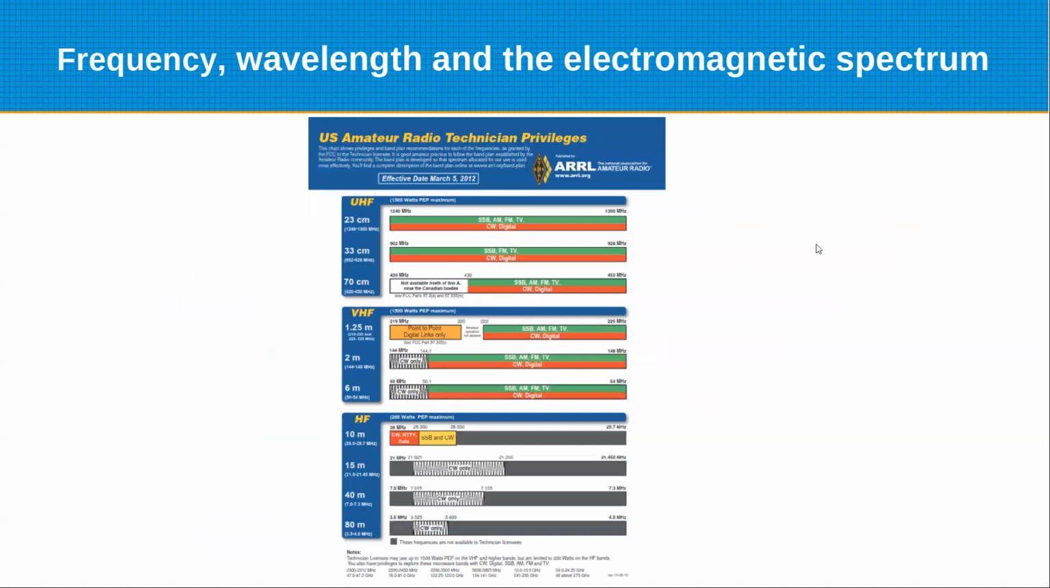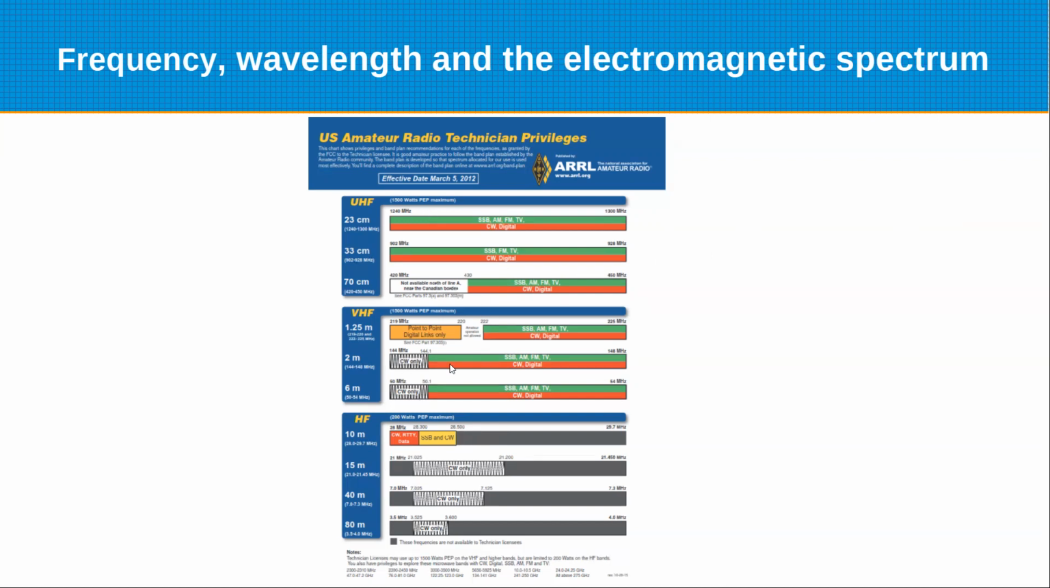Okay. This you probably can't see too well, but it's a reduced form of these other band charts, just showing the technician privileges. At HF, you have phone and data, SSB, CW, all those on the low end of the 10-meter band. That's the only HF where you can operate phone.